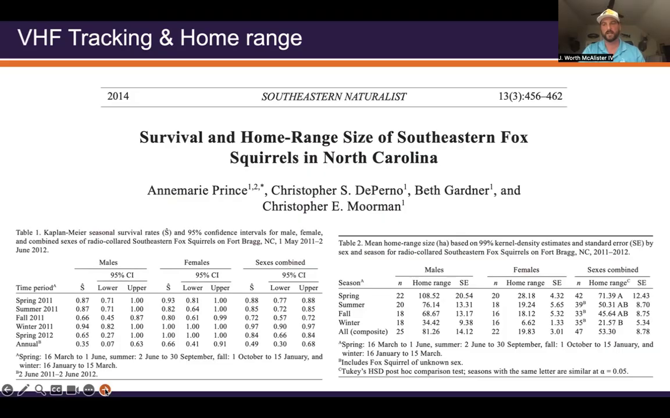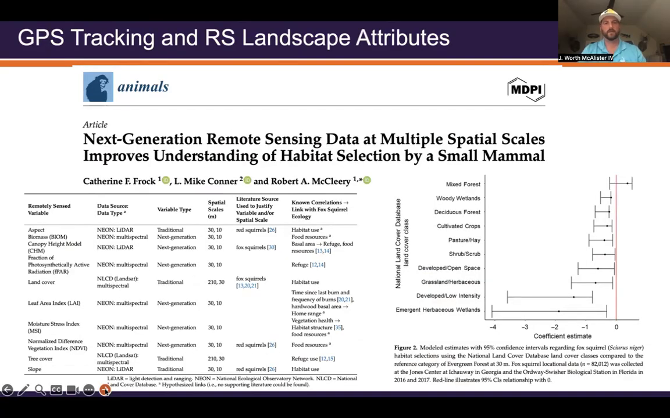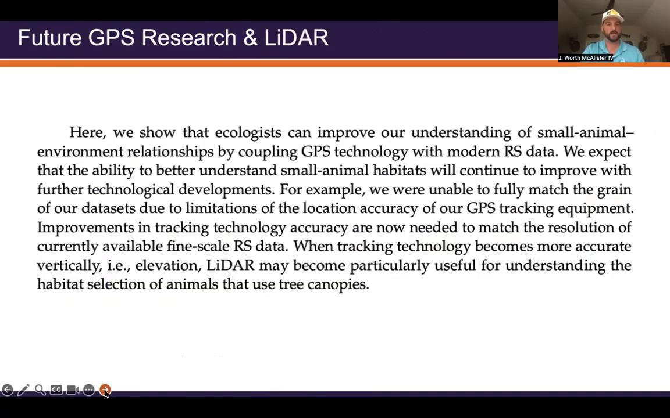They looked at mortality. Combining that study with another study I found from 2016 is how I developed my ideas here. This study looked at next generation remote sensing data for landscape attributes combined with GPS collar data. So you can put the collars on fox squirrels now, even 10 years ago. And they came up with various multi scale models to look at how they're using the landscape.